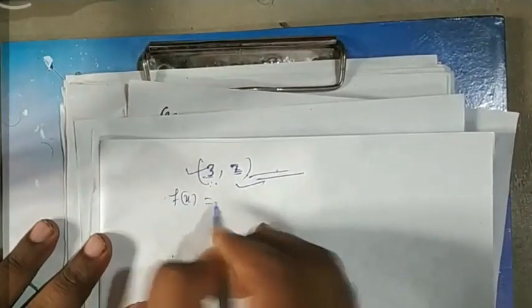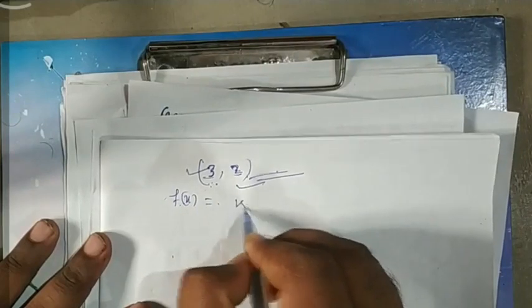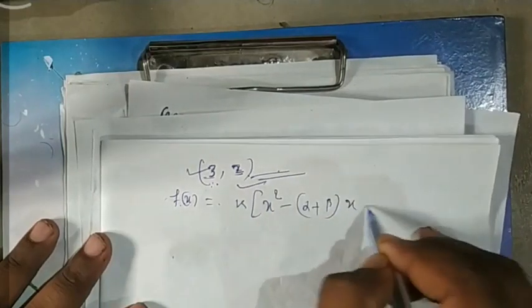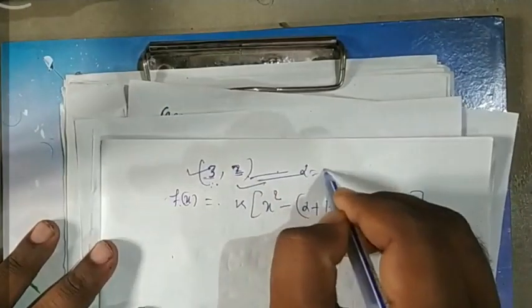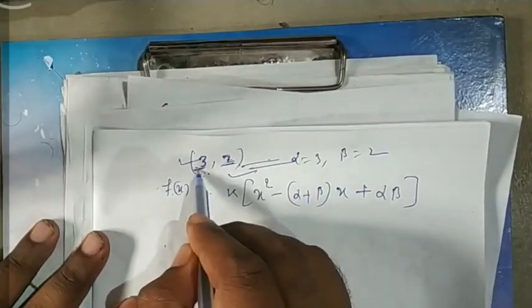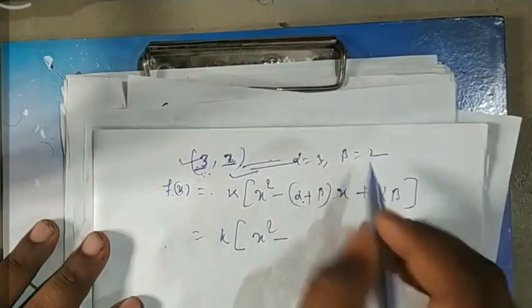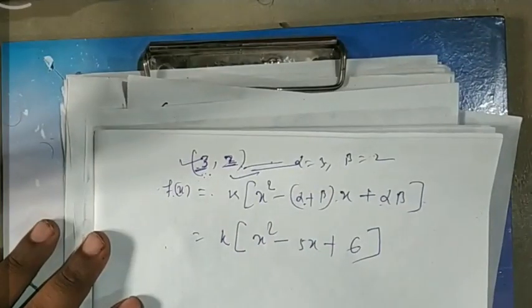So we know the polynomial formula. The required polynomial is p of x is equal to k into x square minus alpha plus beta into x plus alpha beta. Just now I explained. Let alpha is equal to 3, beta is equal to 2. Anything you can take. This one you can take alpha, this one you can take beta, no problem. So k into x square minus alpha plus beta, 3 plus 2 is equal to 5x, plus alpha into beta, 3 into 2 is equal to 6.